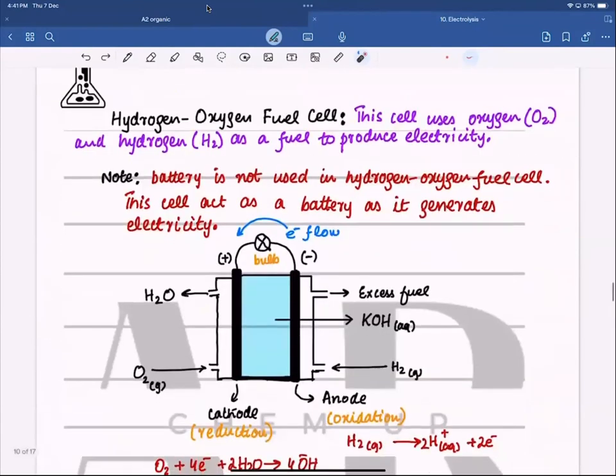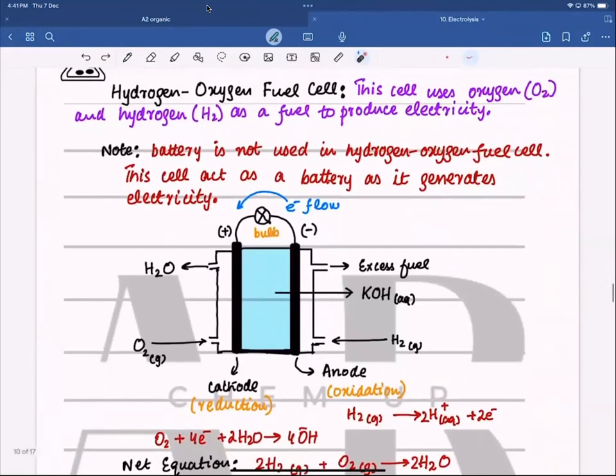Okay. Now, the next thing in our syllabus is the hydrogen oxygen fuel cell. It is a fuel cell, so basically it doesn't need a battery. It works as a battery and provides electricity. Hydrogen and oxygen are both used as fuel, and as they react, they produce electricity. That's why a battery is not used over here. This cell itself works as a battery.